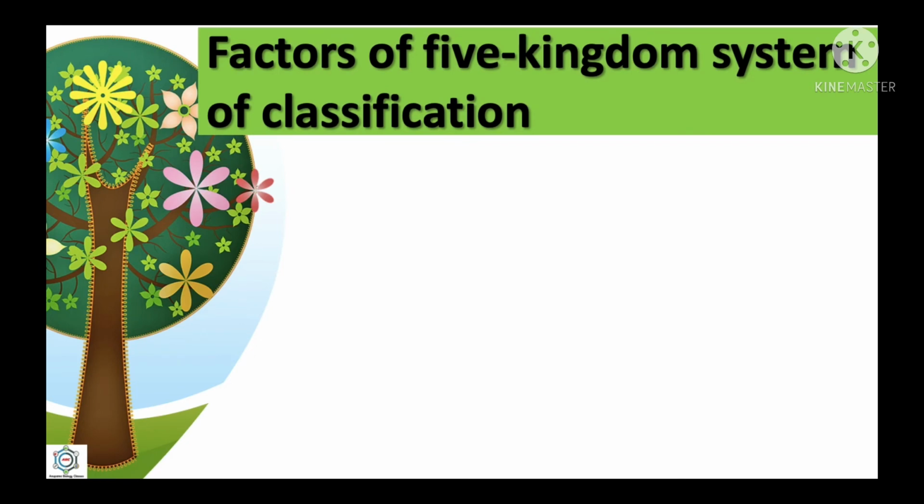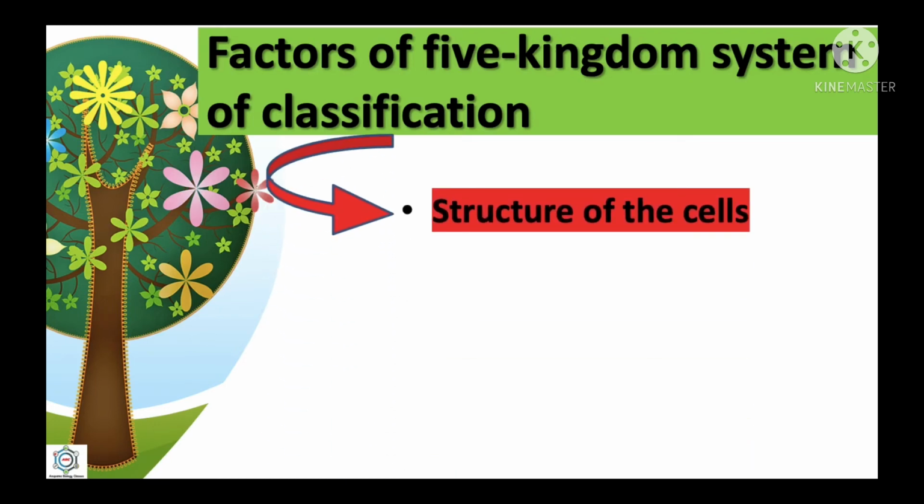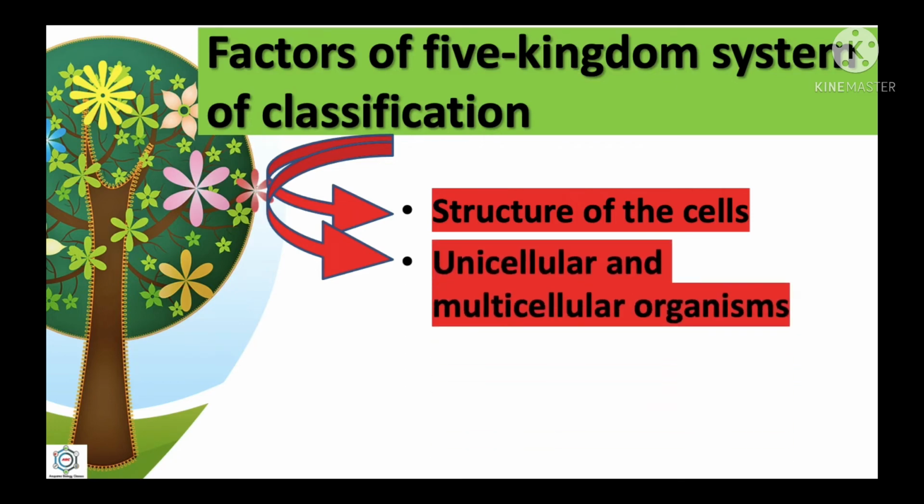Now, Whittaker in 1969 based his five-kingdom system of classification of living organisms on the following factors. So, what are the factors of the five-kingdom system of classification? First one is structure of the cells. Living organisms can be divided into two major categories on the basis of cell structure, that is prokaryotic cells and the eukaryotic cells. After this, unicellular and multicellular organisms.